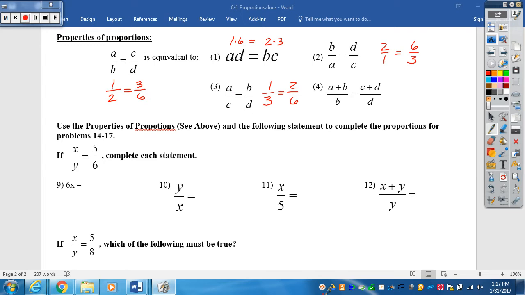So in number 4, what are we looking at here? Well, we're adding the same thing to both numerators, and let's see how that would play out if we look at this proportion right here.